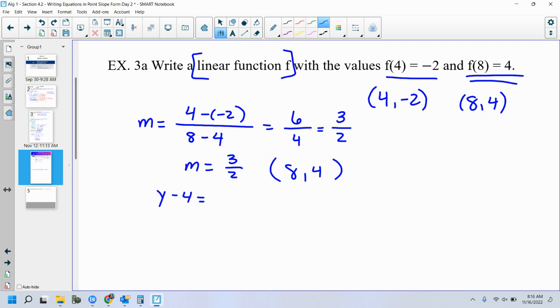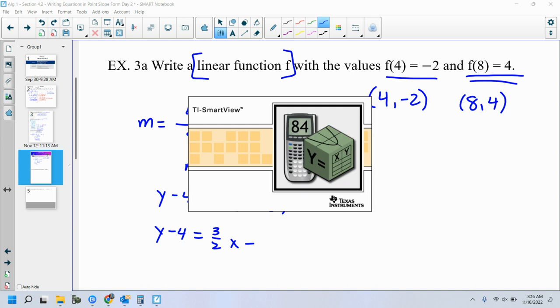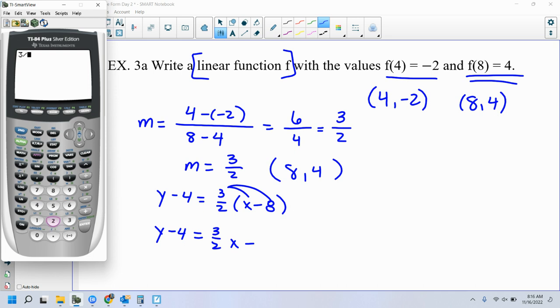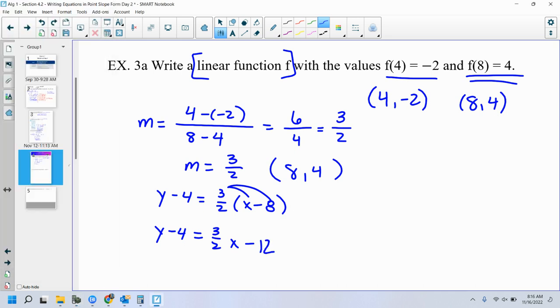So we have our point slope form. Y minus 4 is equal to 3/2 times x minus 8. Distribute the 3/2 in. Y minus 4 is equal to 3/2 x. Now we have 3/2 times 8. You could use the calculator, or you could use 3 divided by 2 times 8. So 3/2 times 8 is 12. And we add the 4 over to the other side.